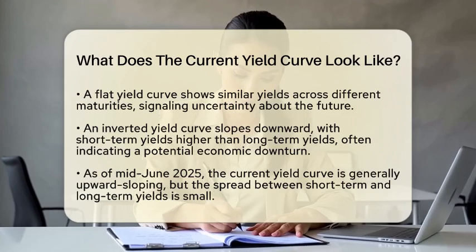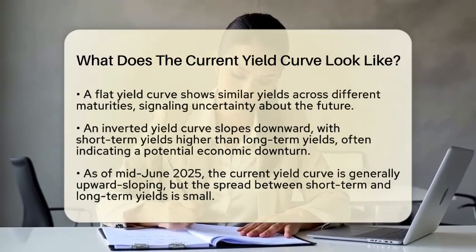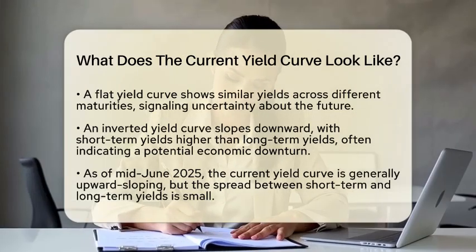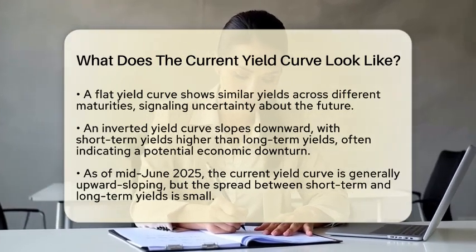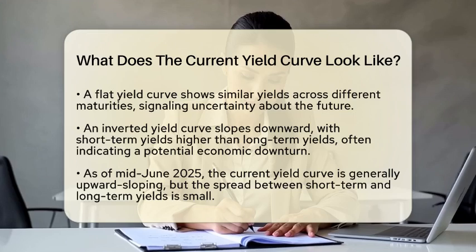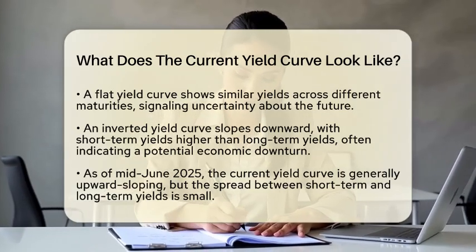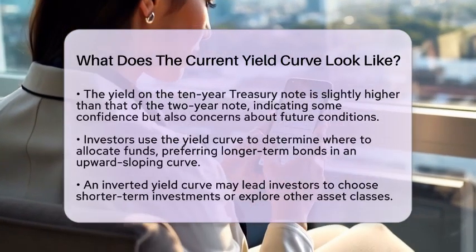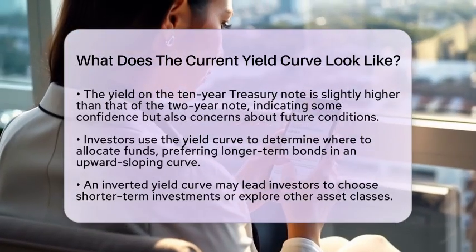As of mid-June 2025, the yield curve is generally upward sloping, but the spread between short-term and long-term yields is relatively small. For instance, the yield on the 10-year Treasury note is slightly higher than that of the 2-year note. This indicates a positive spread, but it is not a strongly upward sloping curve. It suggests that while there is some confidence in the economy, concerns about future economic conditions remain.